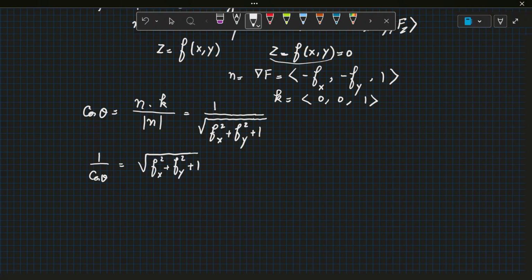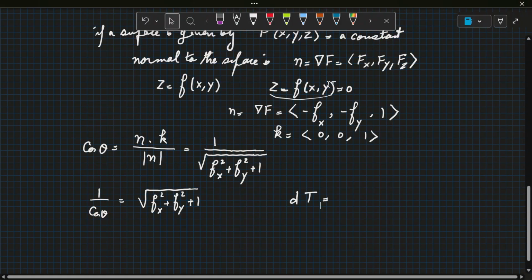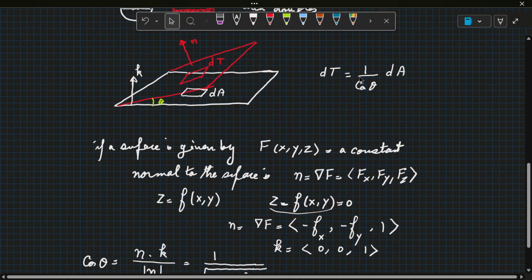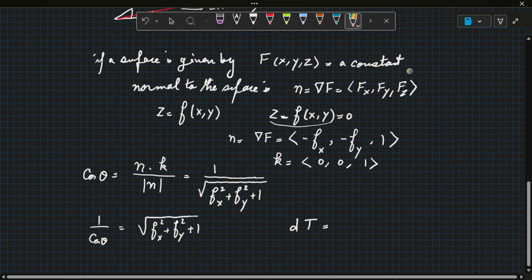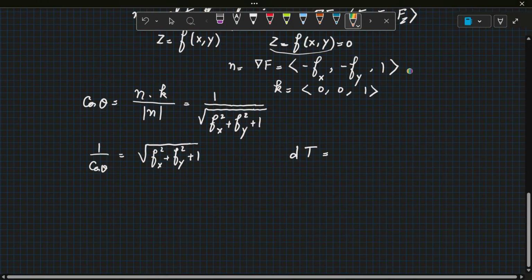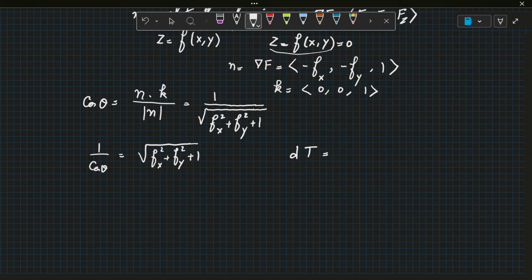Next, we said dT, the element of area on the surface in space, dT is 1 over cosine times dA. And so we did all this work to figure out what is 1 over cosine. It's equal to that. So dT becomes the square root of f sub x squared plus f sub y squared plus 1 dA.